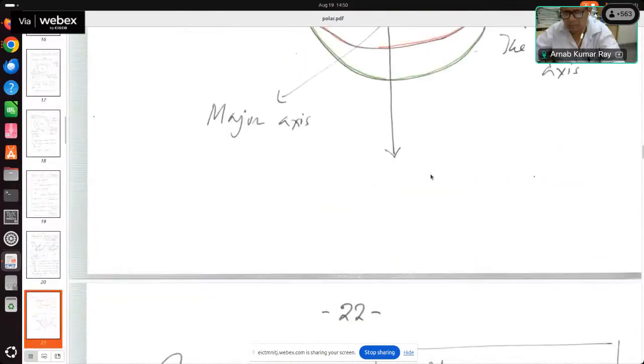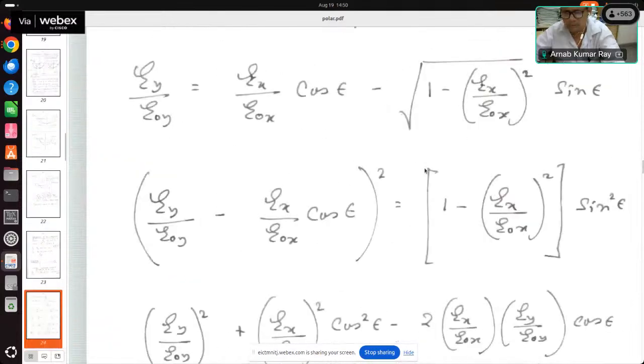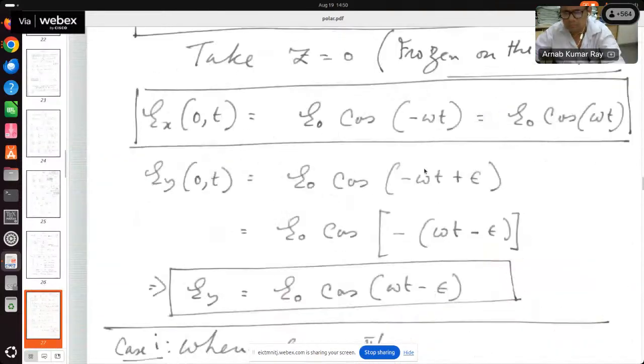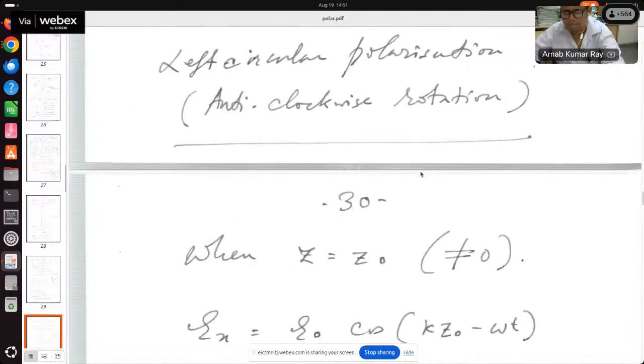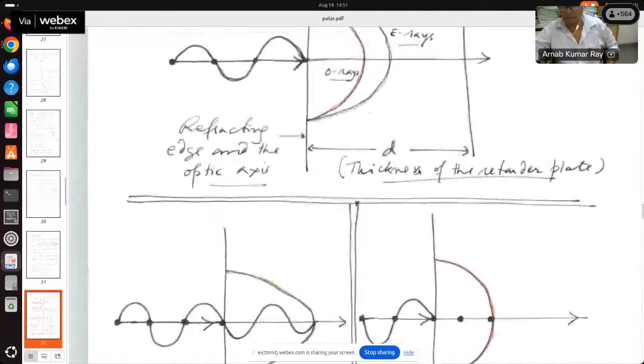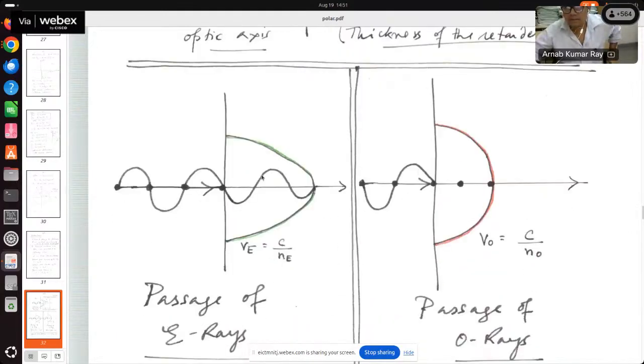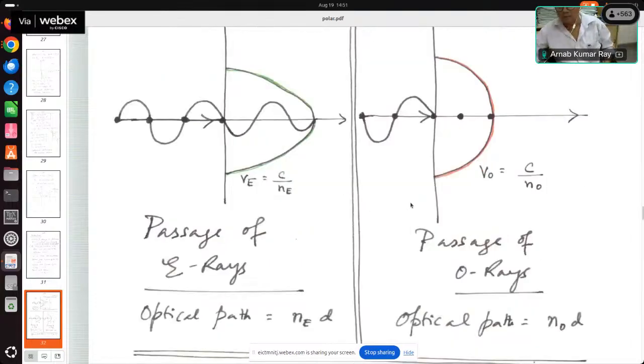Let me return to that diagram here. The E rays are carrying off the state of polarization that is on the page on this plane, and the O rays here, black dots, they are carrying the state of polarization that is coming out of the page. So the black dots are representing that. So here the two rays have been separated, or the two waves have been separated, and now they are propagating with their own speed. Okay.